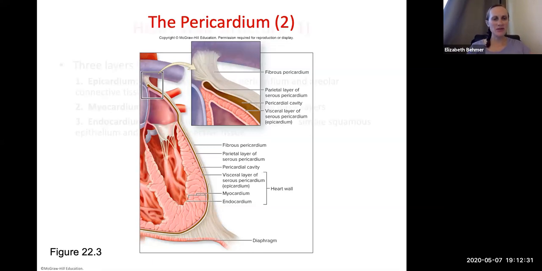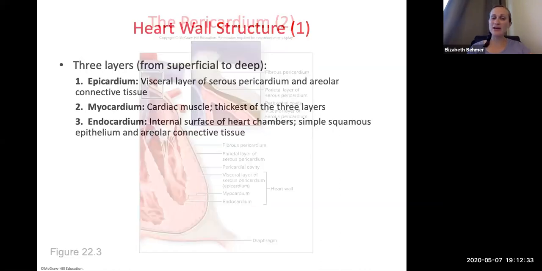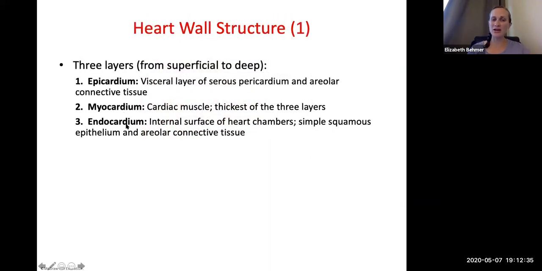So here are the three layers that we just talked about: the epicardium, myocardium, and endocardium. The myocardium will be where that cardiac muscle lies, and that cardiac muscle is what will contract to push the blood out of the ventricles when the heart is pumping blood.